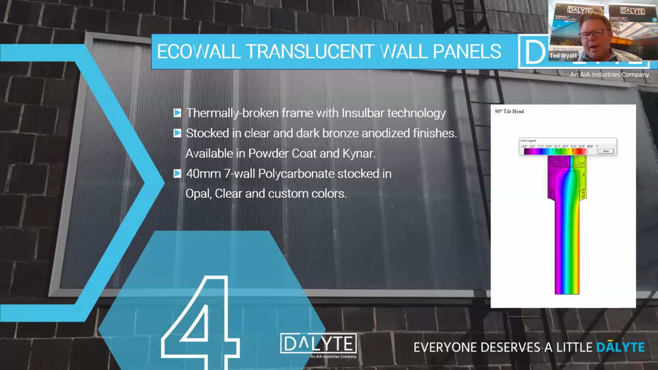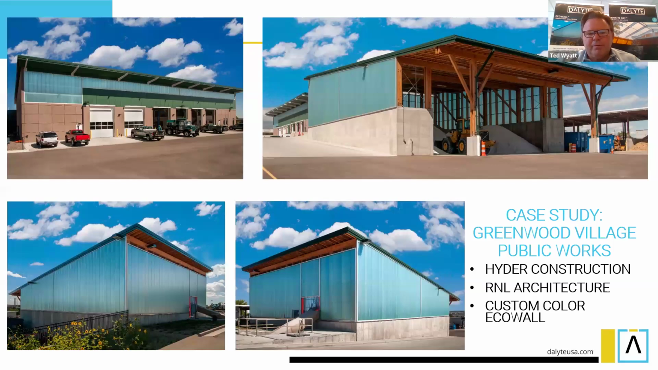So with this system, you only have a perimeter aluminum frame that's thermally broken with the Insobar technology. We stock it in clear and dark bronze anodized, but it can also be powder coated and Kynar finished as well. And we typically use a 40 millimeter 7-wall polycarb. That glazing is stocked in opal and clear, but you can also get greens, blues, and custom colors. It just depends on the project, and there is a minimum square footage to run a purple or a specific color. One of their standard colors is this green, and they also have a matte finish.